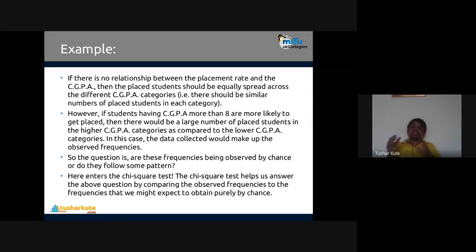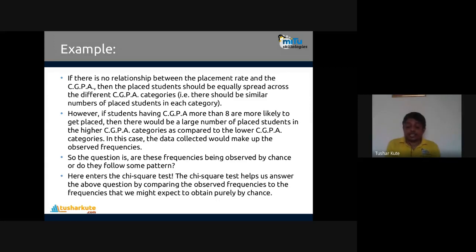However, if students having CGPA more than 8 are more likely to get placed, then there would be a large number of placed students in the higher CGPA categories as compared to the lower CGPA categories. Correct. This is your previous assumption. We know that everyone has common sense and can identify this. Like, students having 9 to 10 CGPA or more, then 8 to 9 are again somewhat less, but more than the previous categories. So you can identify that.